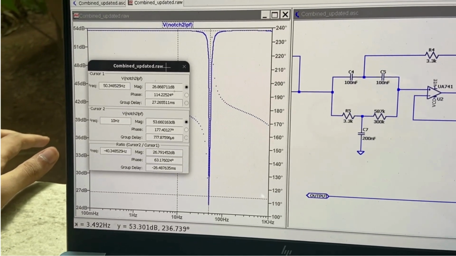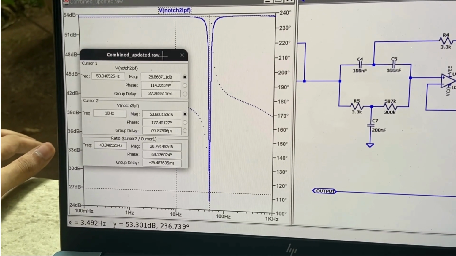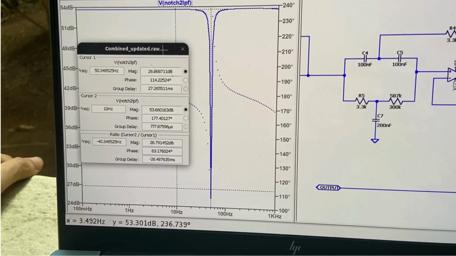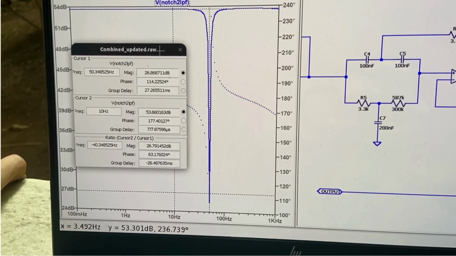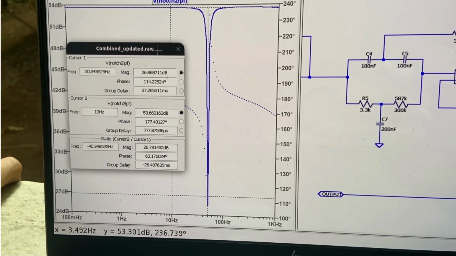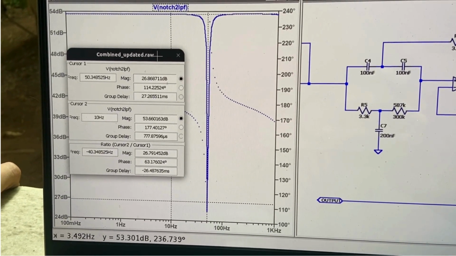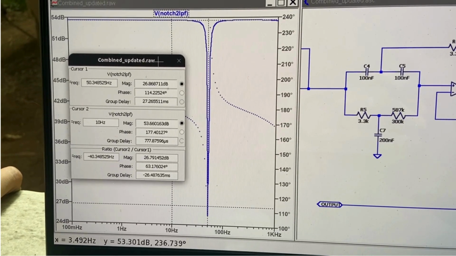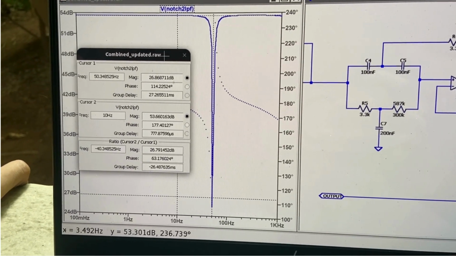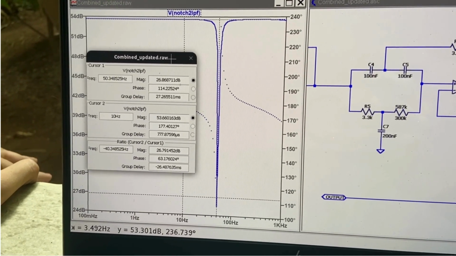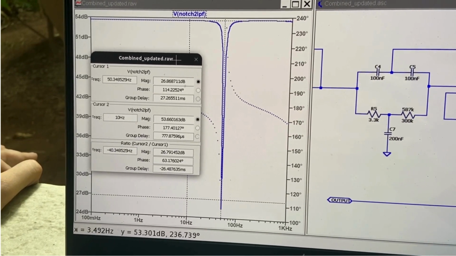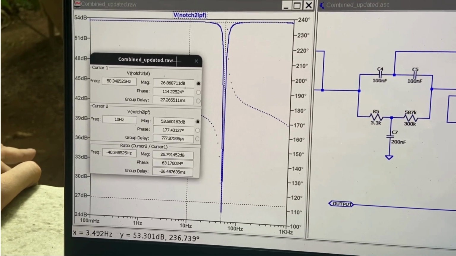In our real implementation of the circuit, we had difficulty producing this exact 50 Hz cutoff, so we had to compensate for the errors in resistors and capacitors by tweaking the value a little bit by 1 or 2 ohms above or lower than the actual values which we're using in the circuit, and we managed to achieve a cutoff frequency of 49 Hz in our real circuit.